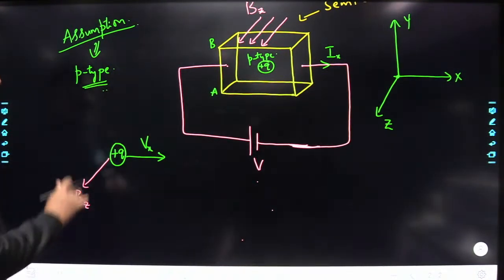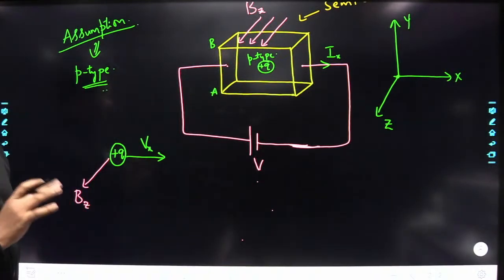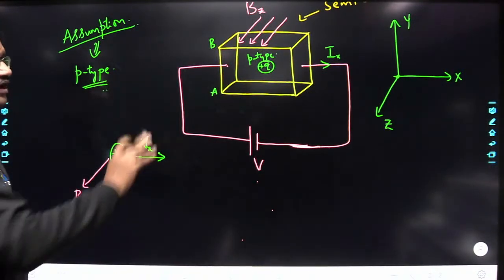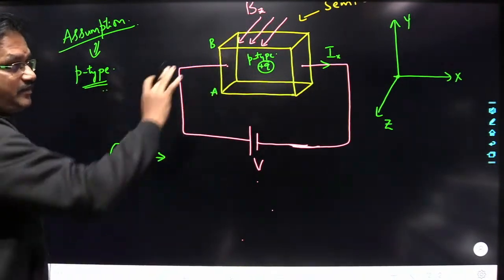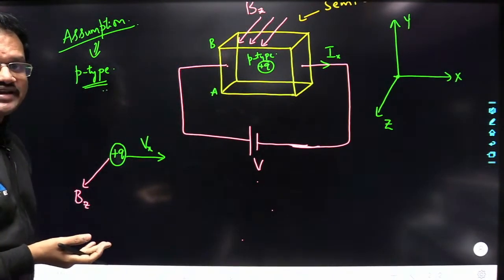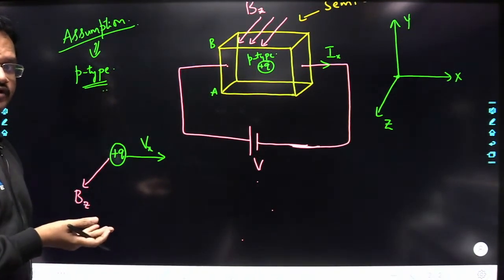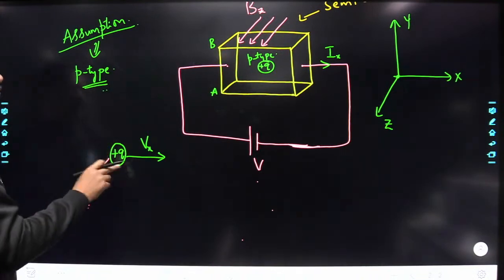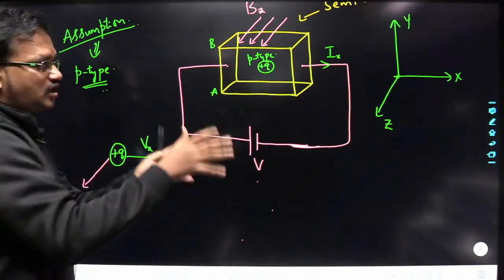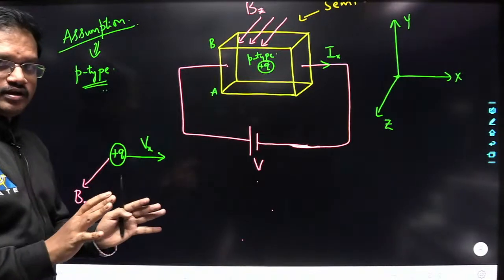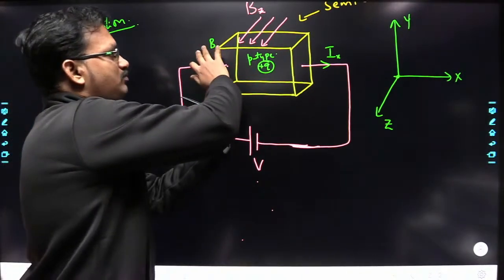Now tell me, in which direction are these positive charge carriers going to experience a force? We know that whenever charge carriers are moving in a magnetic field, they experience a force, as we just saw from the Lorentz force equation for a magnetic field. Here plus q represents all the positive charge carriers that are flowing from left to right.